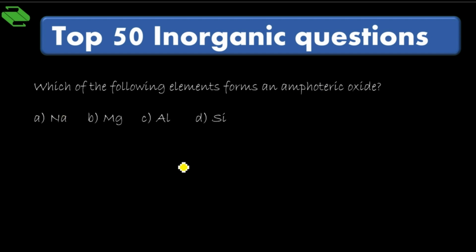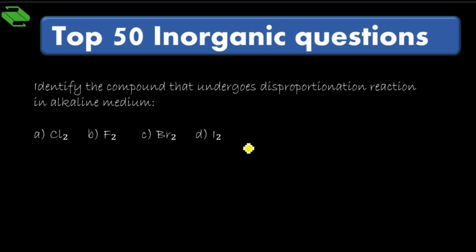Which of the following elements form an amphoteric oxide? So amphoteric oxide, straightaway you can tick the option of aluminium, because Al2O3 is amphoteric, reacting with both acids and bases.